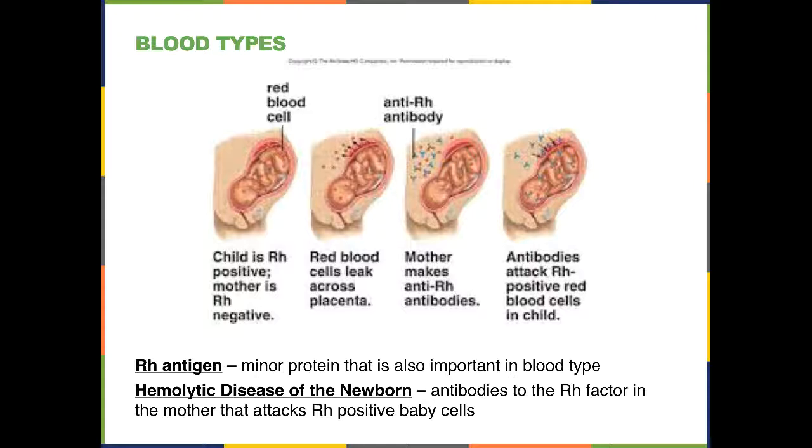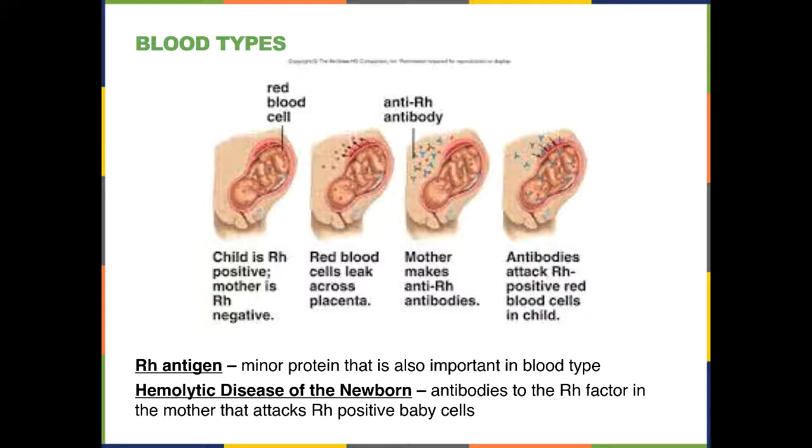Now what I'm showing in this diagram is what can happen between mother and child in utero, depending on the child's blood type and the mother's blood type. If, as indicated on the left, the child is Rh positive and the mother is Rh negative, she recognizes the Rh antigen as a foreign antigen and she begins to form antibodies to that.